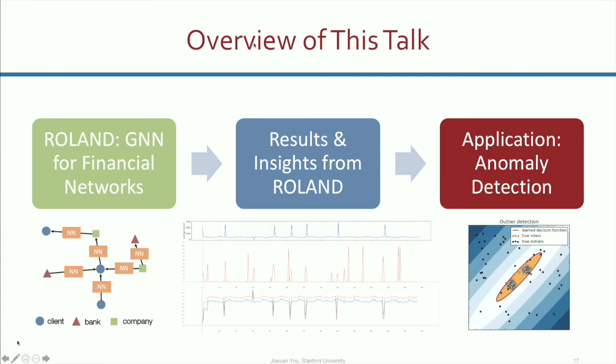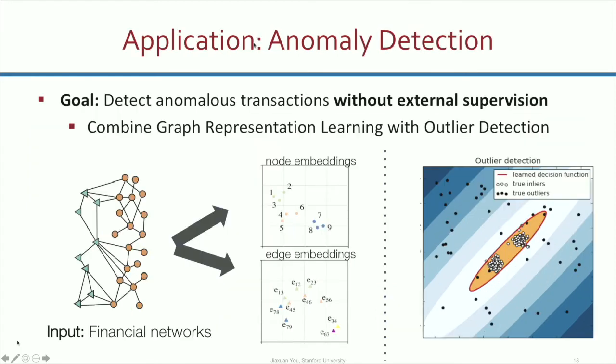Having discussed Roland's results, finally I'll discuss one particular application of Roland: anomaly detection. Here, our goal is to detect anomalous transactions without external supervision, which mimics real use cases because labels are usually scarce and costly to obtain. Our approach here is to combine our Roland framework with outlier detection models.